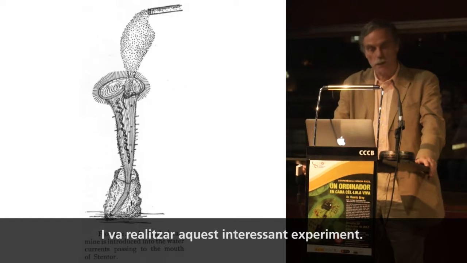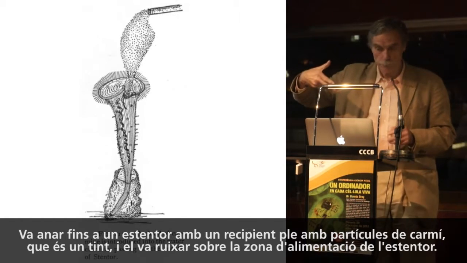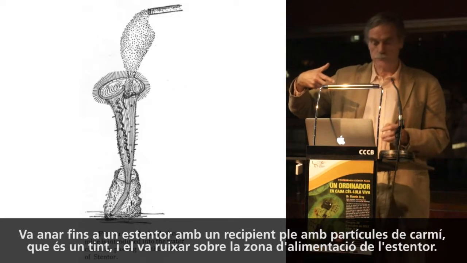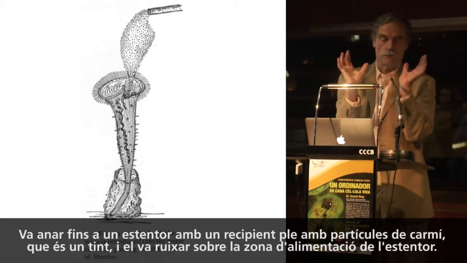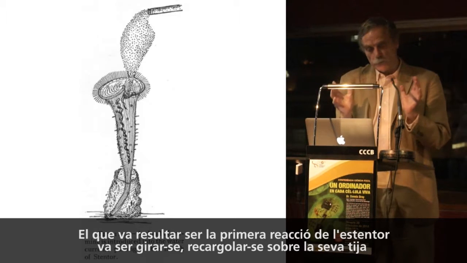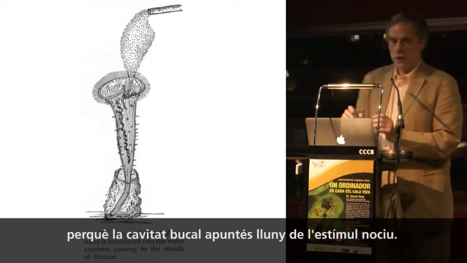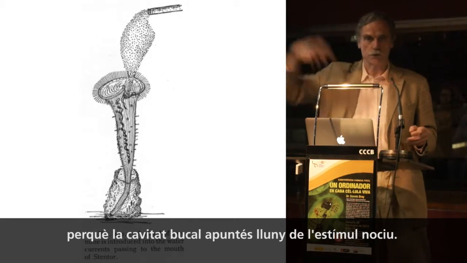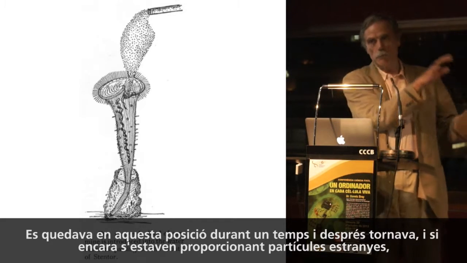And he did this interesting experiment. He came up to a stentor and he brought a pipette that was filled with particles of carmine, which is a dye, and sprinkled them onto the feeding area of the stentor. So the question was, what would it do? Well, it turned out that the first reaction of the stentor was to twist on the stem so that the buccal cavity was pointing away from the noxious stimulus. And it would remain in this position for some time, and then it would come back again.